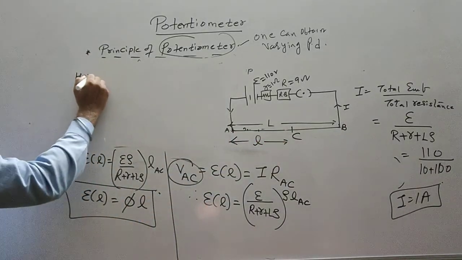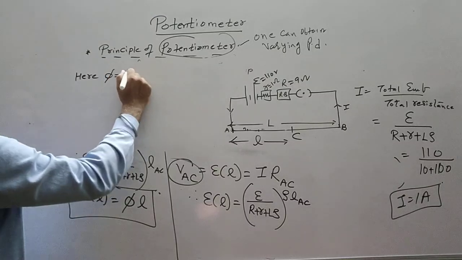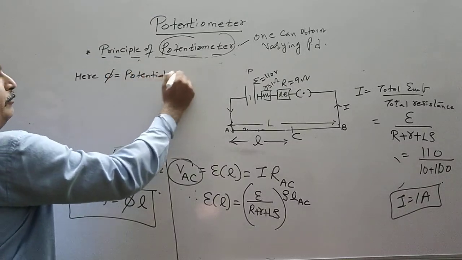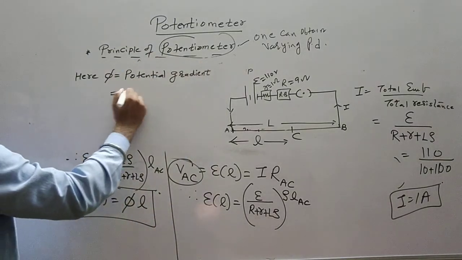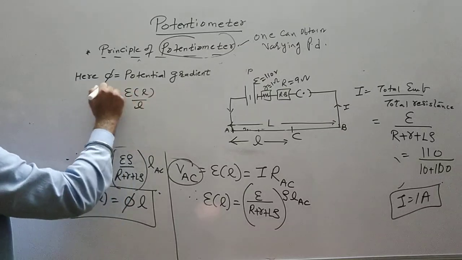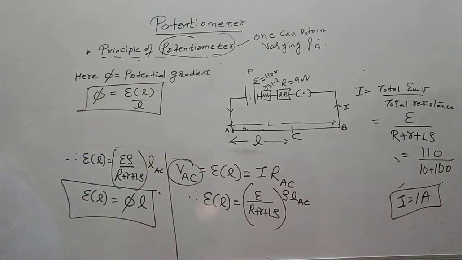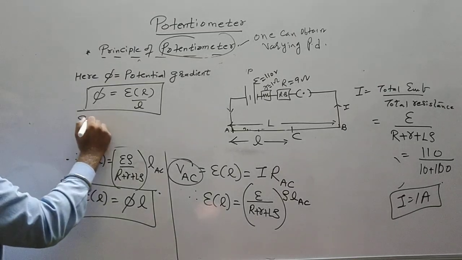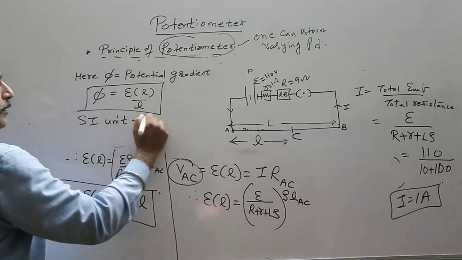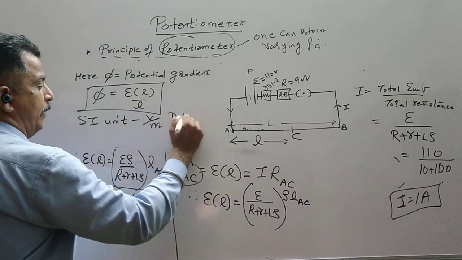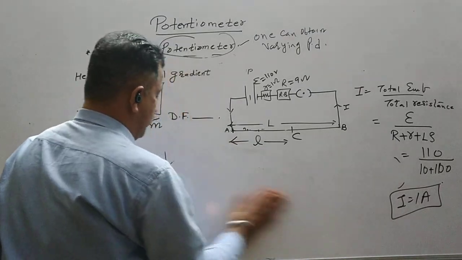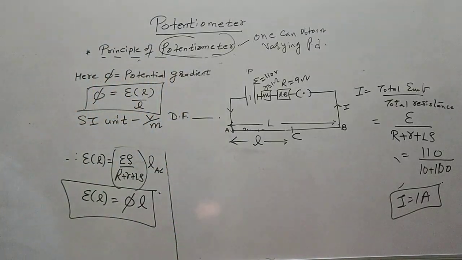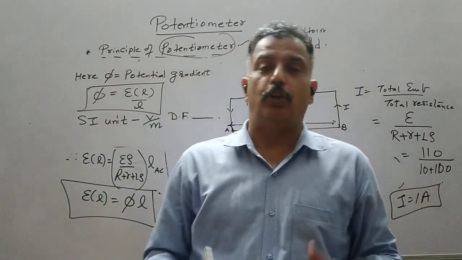Here phi is equal to potential gradient, which can be written as EL upon L. So phi formula is EL upon L. So its SI unit is volt per meter. Dimensional formula left as an exercise. So this is the principle of the potentiometer wire. The sensitivity of the potentiometer depends on its length.